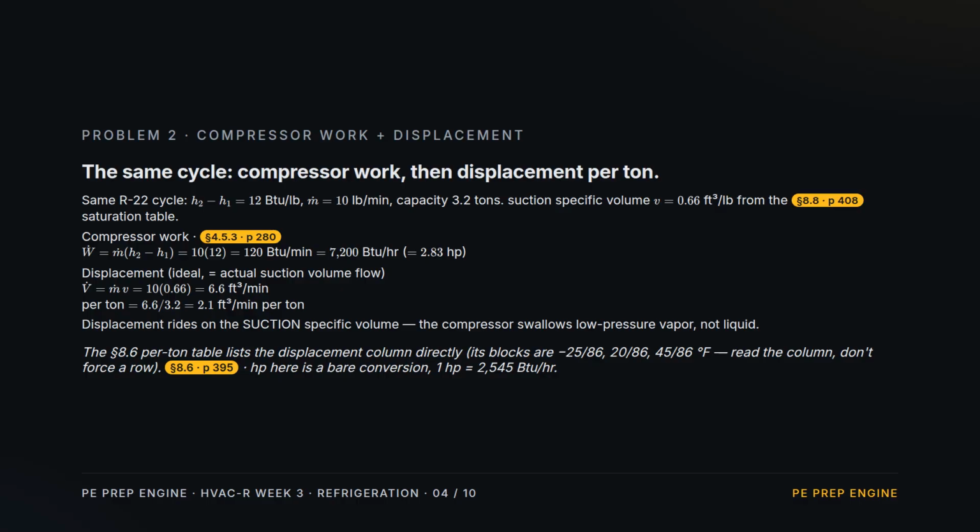The key is the suction specific volume. The compressor breathes low-pressure vapor, not liquid, and the per-ton table lists that displacement column for you directly.